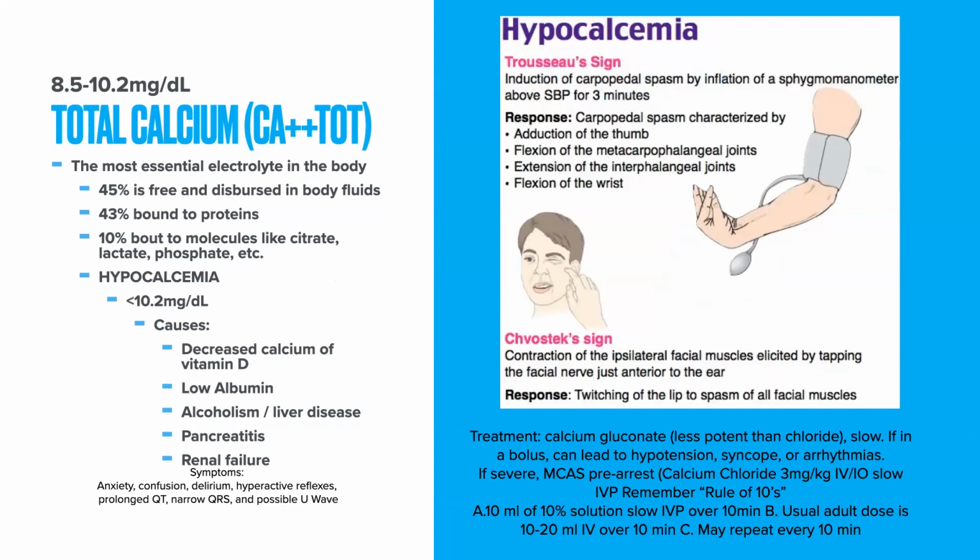On the opposite end, hypocalcemia is going to be less than 8.5 milligrams per deciliter. Its causes are decreased calcium and vitamin D, low albumin, alcoholism, liver disease, pancreatitis, and renal failure. Hypocalcemia is something that we can actually recognize, and it's pretty crazy. Right after I finished paramedic school, this was almost an assessment tool for me sometimes, and it's very, very good.